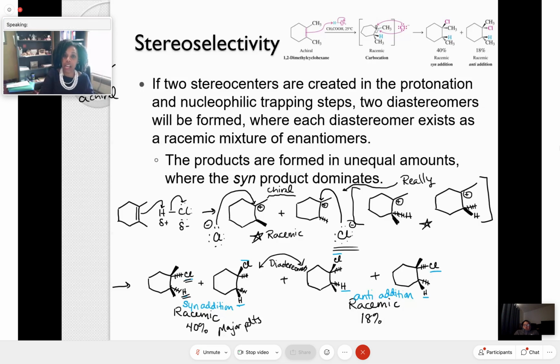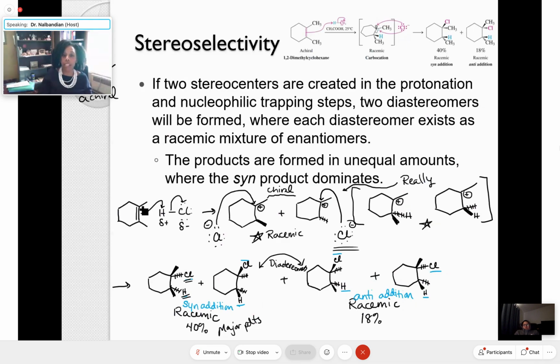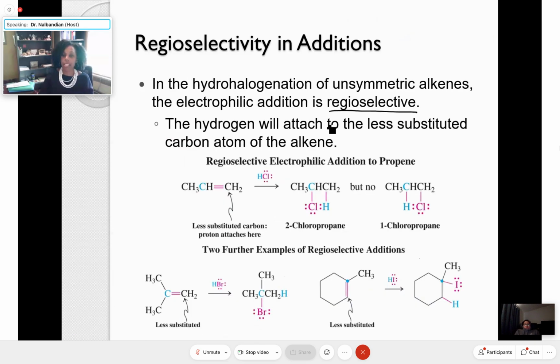So for this reaction, it's non-stereoselective, but it is regioselective. So when we're doing the reaction, we've just been looking at symmetrical alkenes. So going back, we had an alkene where we had a methyl on one side, a methyl on the other side. There's no difference in the two sides, right? There's an internal mirror plane here. This is totally symmetrical. But what happens if it is not symmetrical? Well, the reaction is regioselective, where the hydrogen is going to go to the less substituted carbon of the alkene.